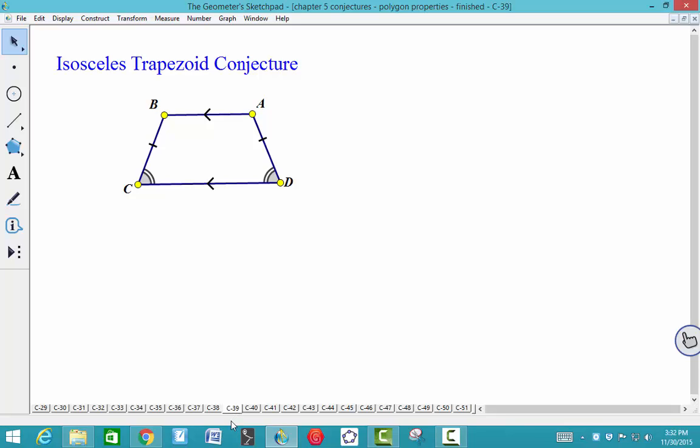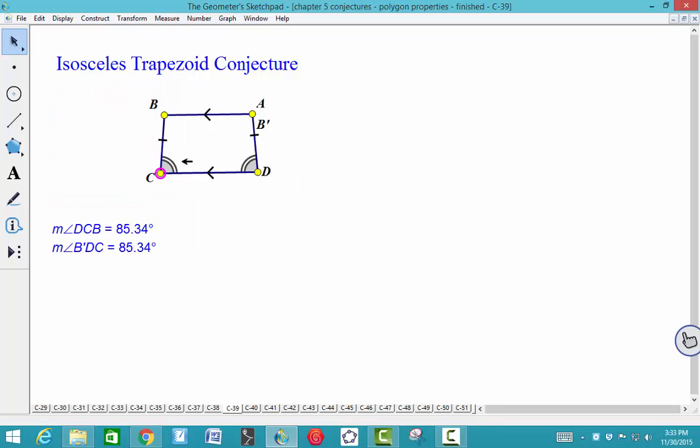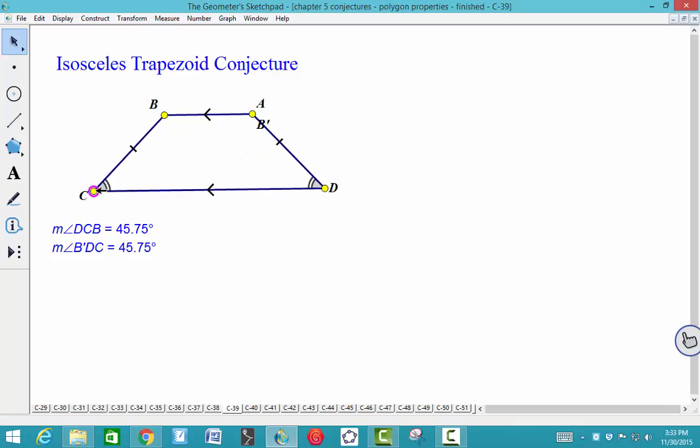Conjecture number 39, the isosceles trapezoid conjecture. The base angles of an isosceles trapezoid are congruent. So what makes this isosceles is that the non-parallel sides, or the non-bases, are congruent. If that's the case, if I measure these, the angles should be congruent. So no matter how this trapezoid moves, you can see that those base angles will always remain the same.